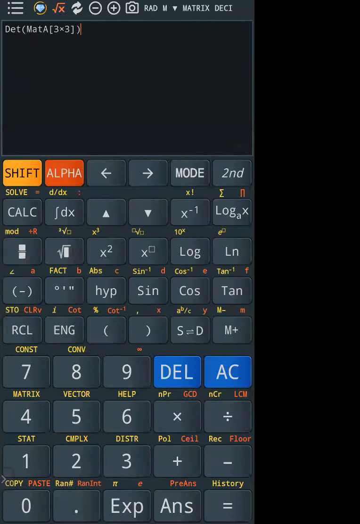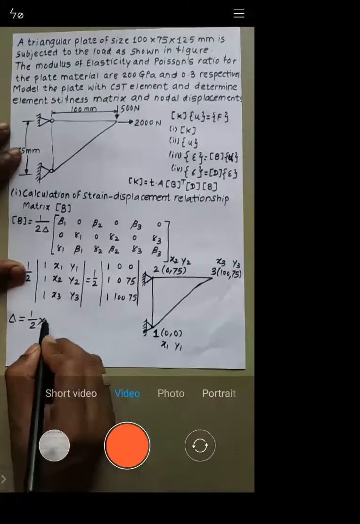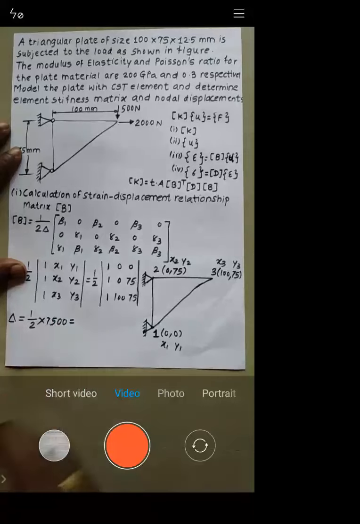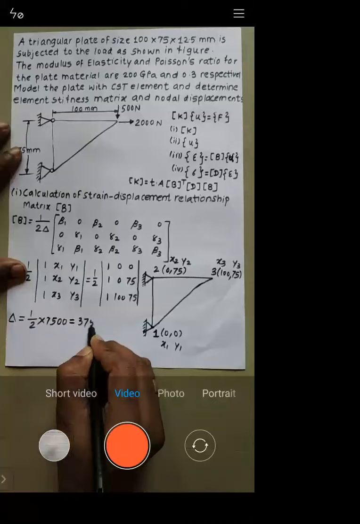Okay, so can you see this? How much are you getting? You're getting minus 7,500. But we are basically calculating the area, which will never be minus, right? So I need to write down 7,500 only. I will neglect the sign because we are calculating the area. So this is 7,500. One of you also got the same value, na? Half of that is 3,750.